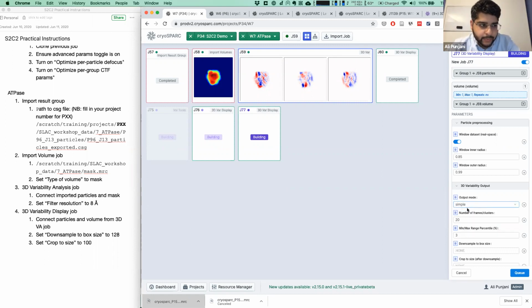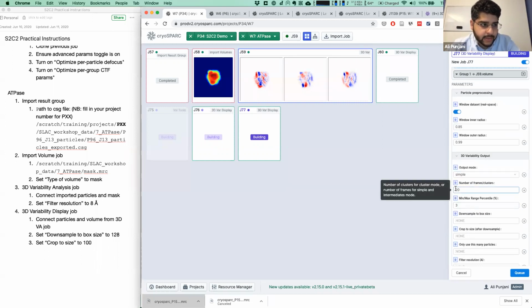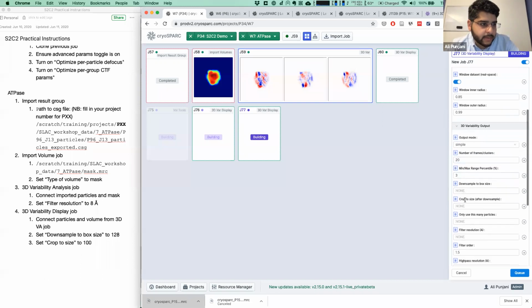So we'll stay in simple mode right now and leave all the other parameters the same. We want to create 20 volumes along each of the dimensions. And the only other parameters we're going to change are to downsample the output. So in this case, you put in a parameter of 128 and crop the output also to a size of 100.